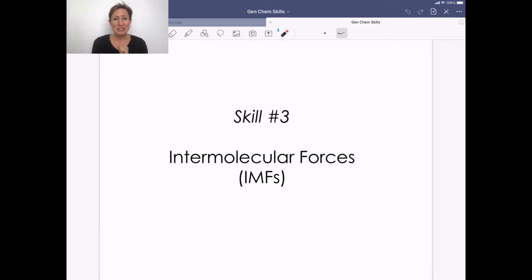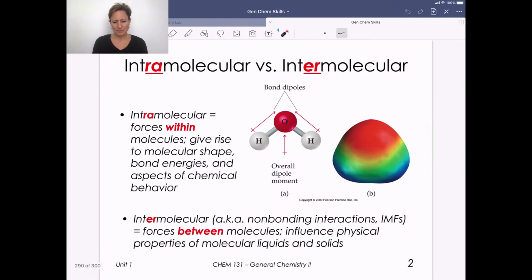So our third skill in this unit on intermolecular forces and phase changes actually has to do with defining those intermolecular forces, which we'll abbreviate IMFs. Okay, so just reviewing, we saw this slide in our first skill, the difference between intramolecular and intermolecular forces.